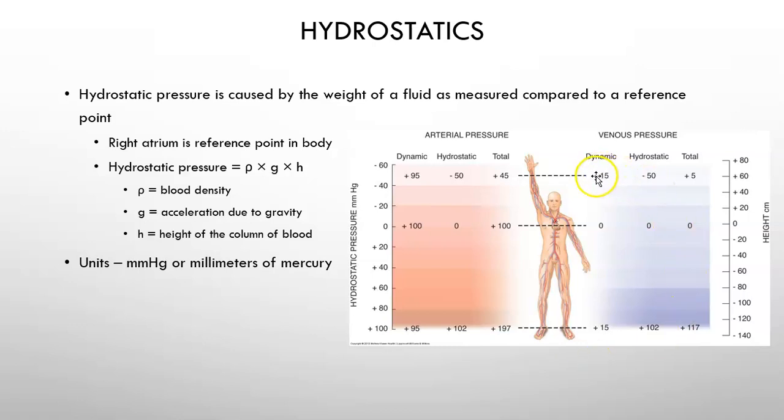In the arm that's raised over the head, again, there's minimal dynamic pressure due to the muscles. The hydrostatic pressure is -50, just as it was in the artery, and we're left with a total pressure of 5. And so if you take 15 minus 50, you're going, well, isn't that negative pressure? And no, the pressure in the veins can never go below the interstitial pressure of the tissues. So it stays at 5. That's the approximate interstitial pressure of the tissues.